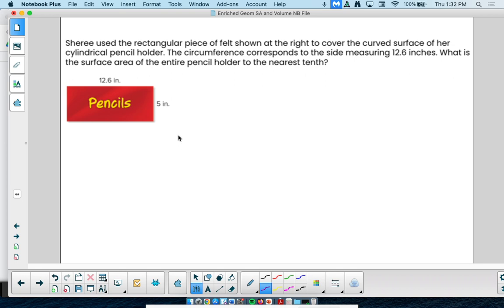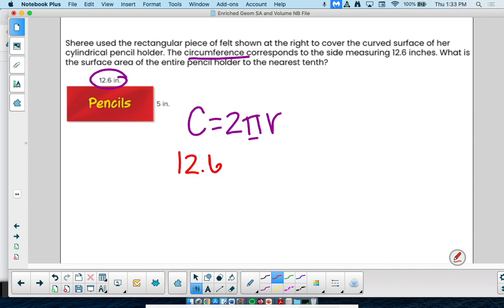The radius. And the key thing there is we know the circumference of our circle is 12.6. Circumference is 2 pi r. We know that is 12.6. We have to get our radius to plug into our other formula. How do we get r alone? Divide by 2 pi. Here's the deal though, your calculator is really not that smart.